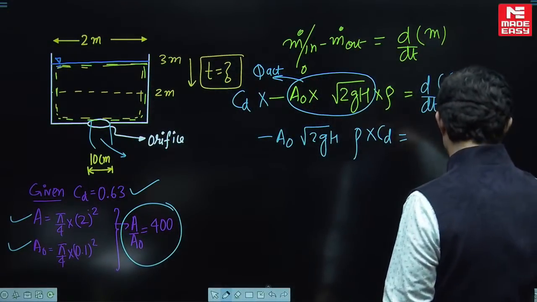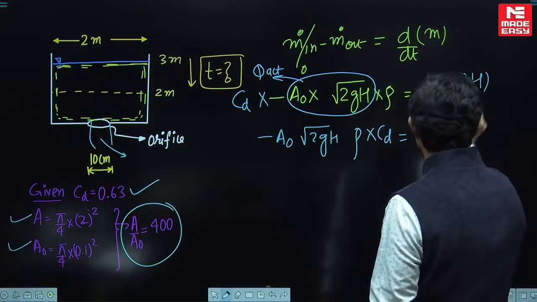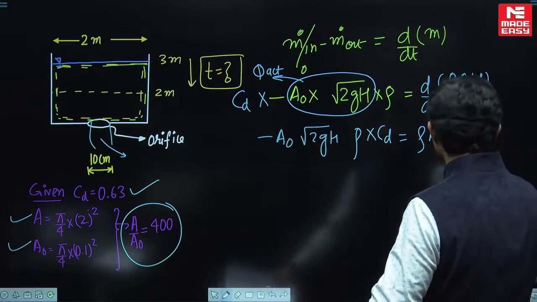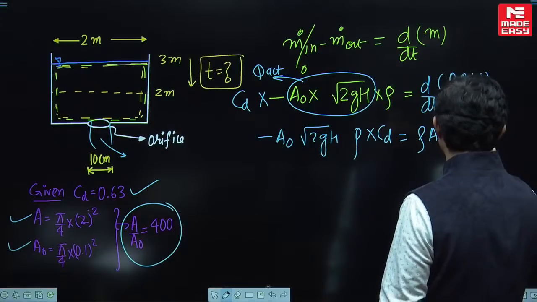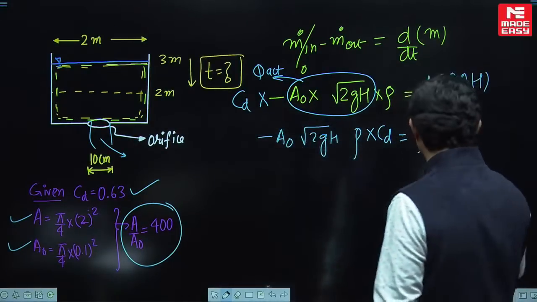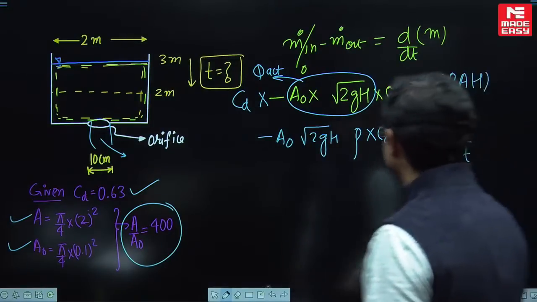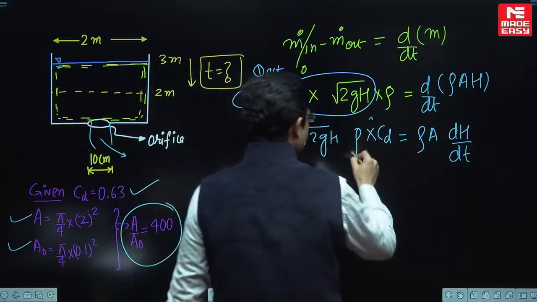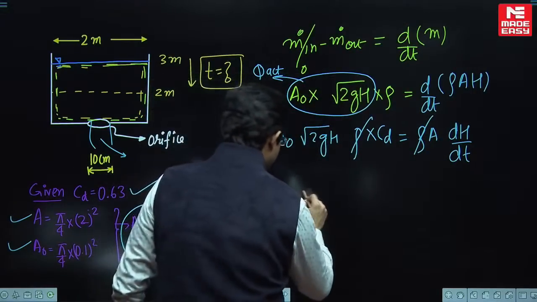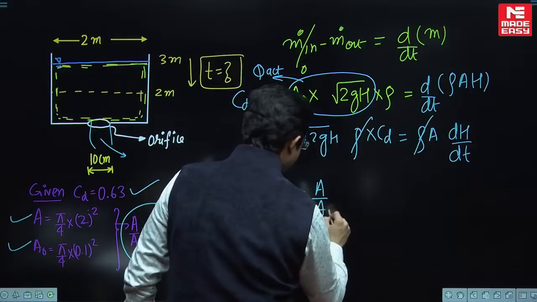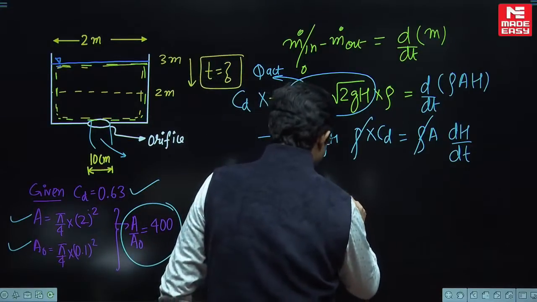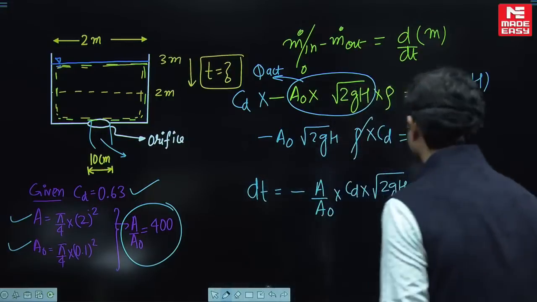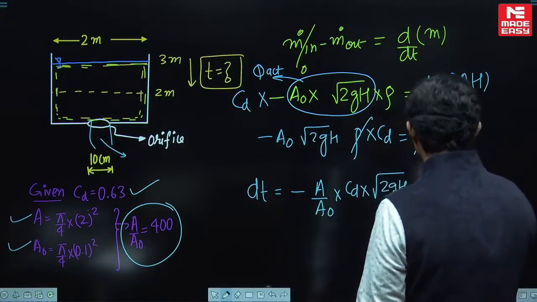Rho is a constant with time, A is a constant with time, so this is going to be A dh by dt. Height will change with time. So what you need to find out? The time. Rho and rho will get cancelled out. So time can be written as minus of A by A naught into CD into under root of 2gh, which is the initial height, into dh.